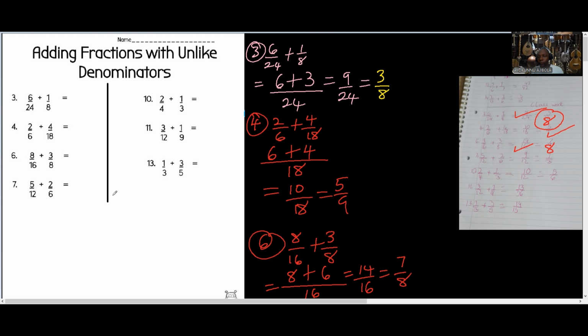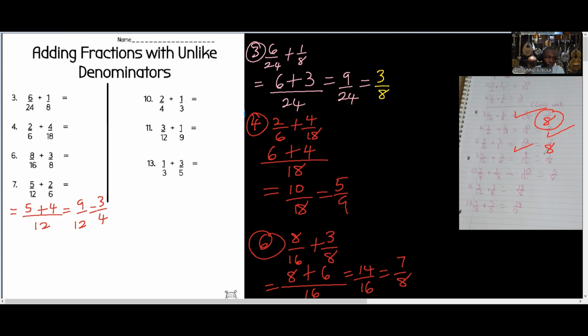Then I think yes, you have seen it now. Then number 7, the LCM is 12. 12 in 12 is 1, 1 times 5. Then 6 in 12 is 2, 2 times 2. And this is 9 over 12, which is 3 over 4.